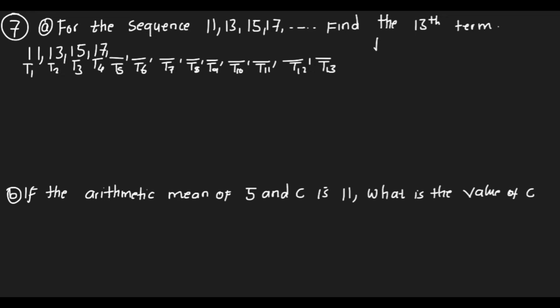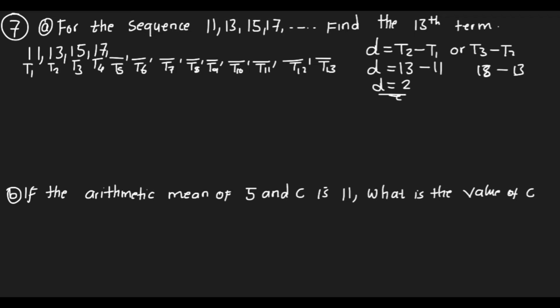The symbol for common difference is small letter d. Then the formula is second term minus first term, or third term minus second term. So we can see that the second term is 13 minus first term 11. If we subtract, our common difference is 2. If we want, we can use 15 as our third term minus second term 13. So 15 minus 13, we still get 2. So this means that they were adding 2 on each term.